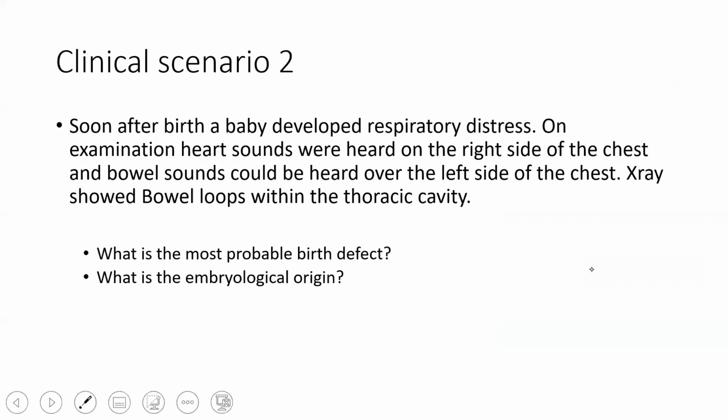Right, so if we go back to our clinical scenario, soon after birth, the baby develops respiratory distress, and on examination, heart sounds are heard on the right side of the chest, and bowel sounds could be heard over the left side of the chest, and X-ray showed bowel loops within the thoracic cavity. So what does this patient have?